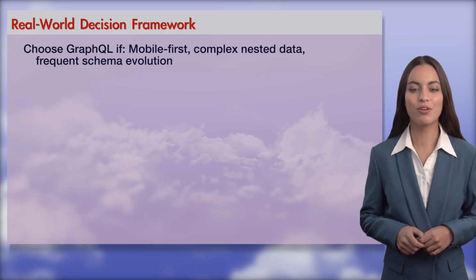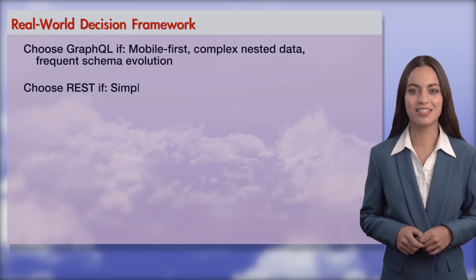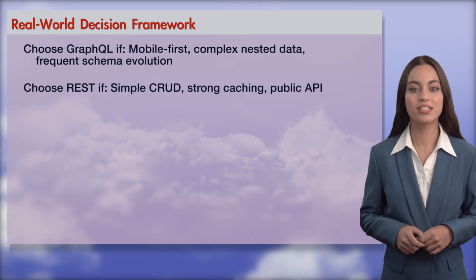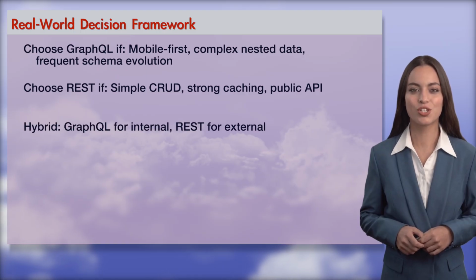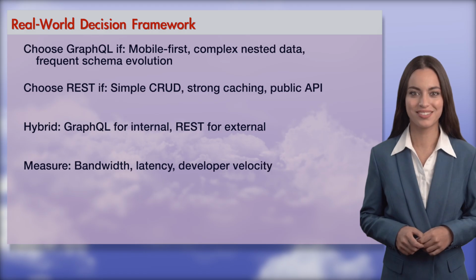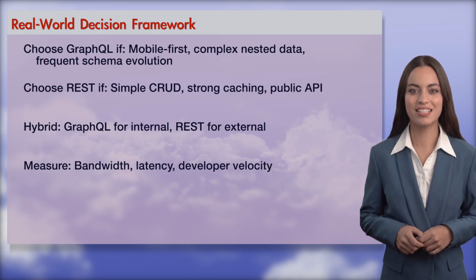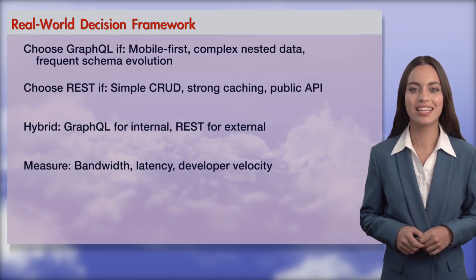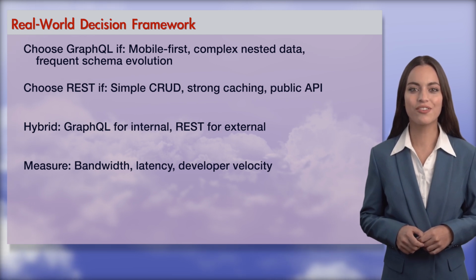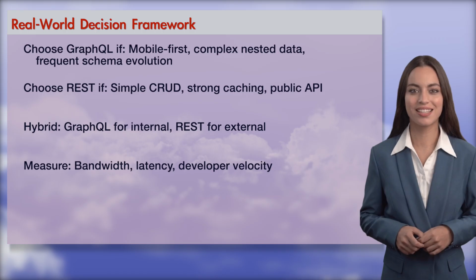Real-world decision framework. Choose GraphQL for mobile-first apps, deeply nested, relational data, or when schema evolves frequently and you want to avoid endpoint sprawl. Stick with REST for simple CRUD, when strong HTTP caching is critical, or for public APIs with wide ecosystem support. Hybrid is common: GraphQL for internal apps, REST for external public. Measure actual bandwidth savings, latency, and developer velocity to decide.